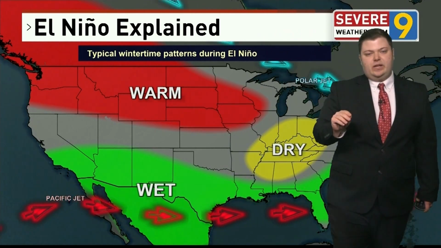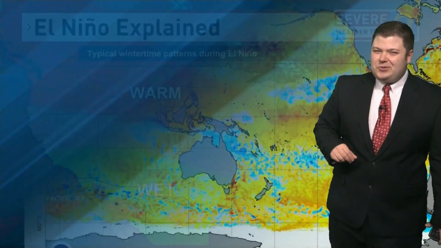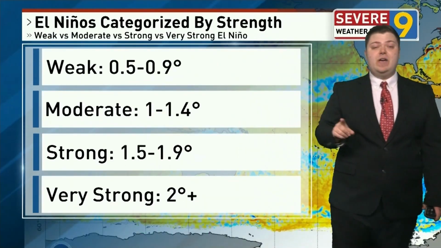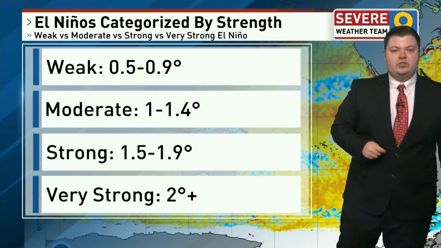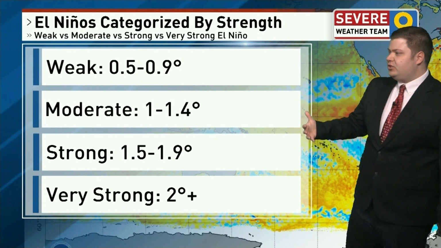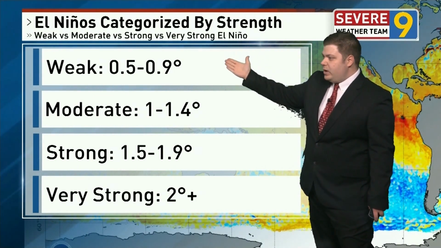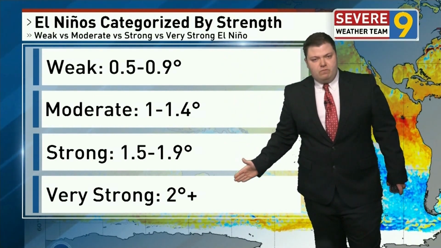Now, here's an interesting thing for you. Not all El Ninos are created equal. Yes, they vary and are categorized by how much above normal those sea surface temperatures are in the eastern Pacific. Categories start at weak, moderate, strong, and then go to very strong.